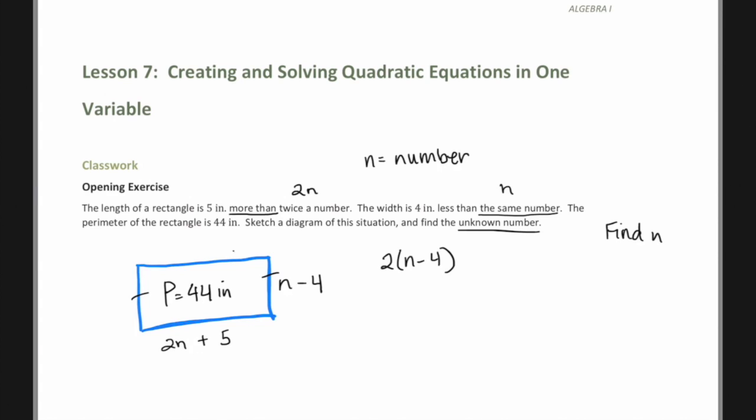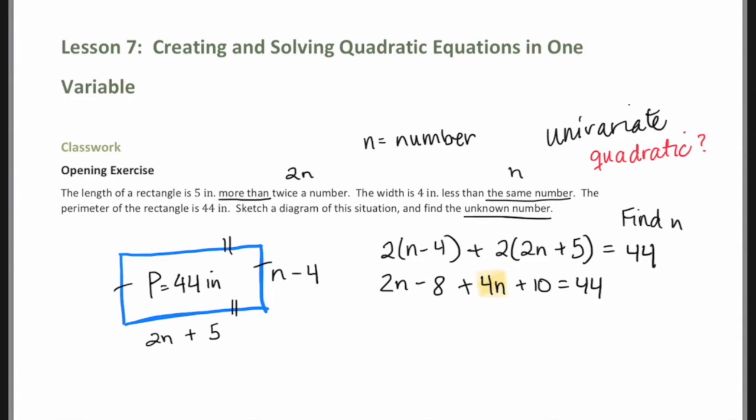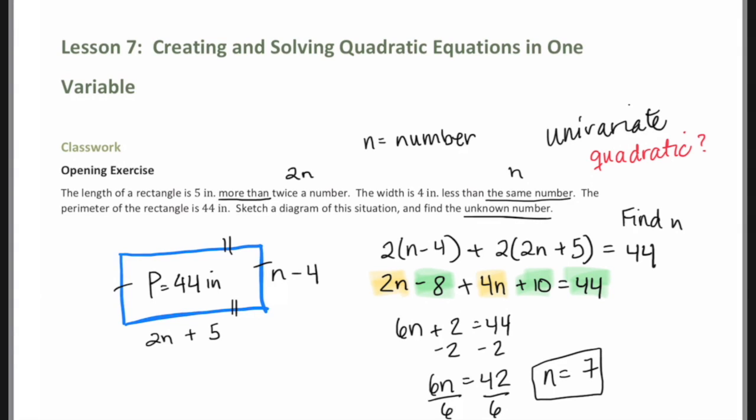Okay, my perimeter is 44 inches, and I know that for perimeter you have to add all sides together, and I have 2 of each. So you see there that I wrote down 2 times each side. And initially you might think, hey, this only has one variable. Is it quadratic? Well, I don't know. Let's find out. I'm going to go ahead and first distribute that 2 across both binomials, and then I'm going to combine my like terms. I've highlighted my like terms just so that you can follow along and know what I'm adding together and subtracting together. So I end up with n equals 7.